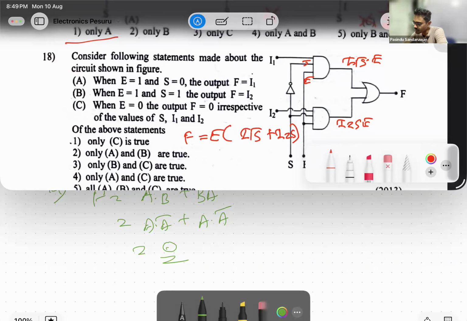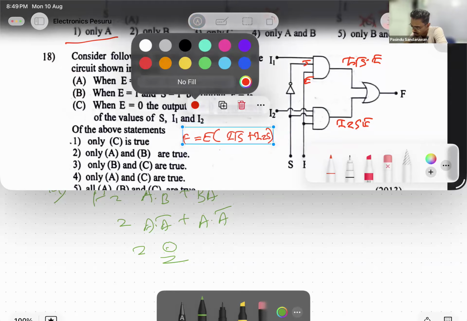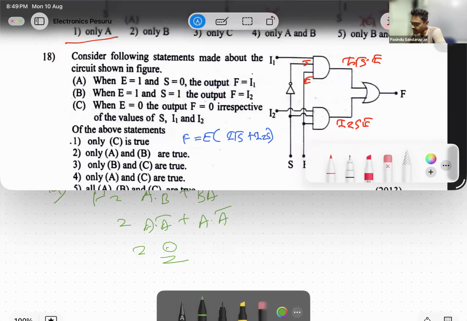So this is the output of this circuit, no? See, this is the output of this circuit. Now, check with the given statements.